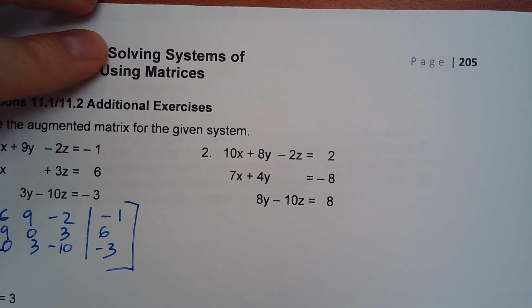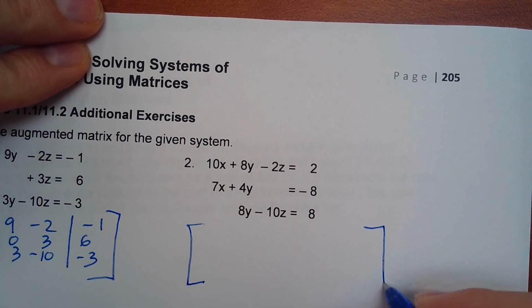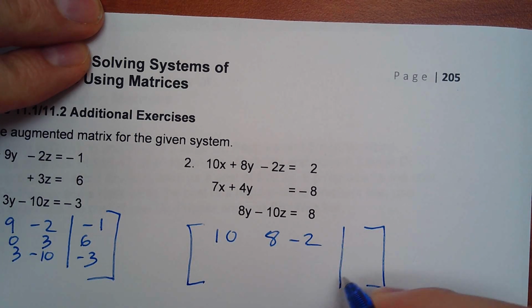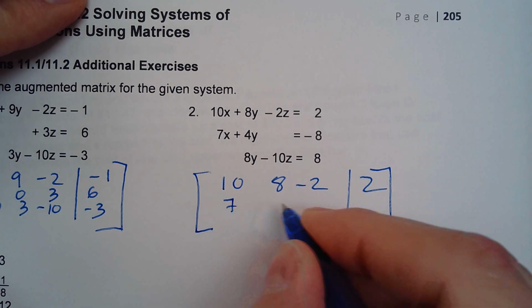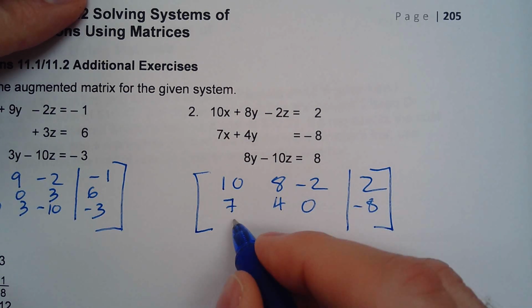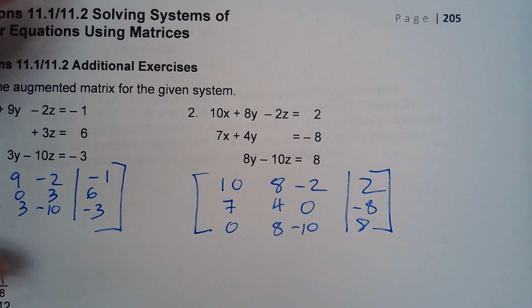And for the second one, I'm going to do 10, 8, negative 2, 2. 7, 4, 0, negative 8. And 0, 8, negative 10, and 8.